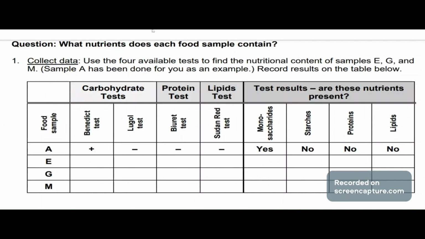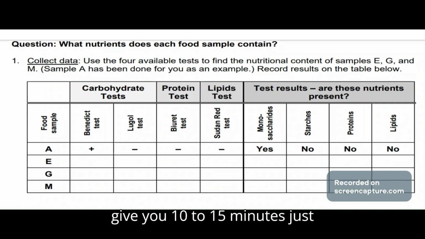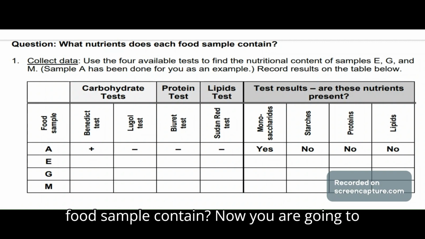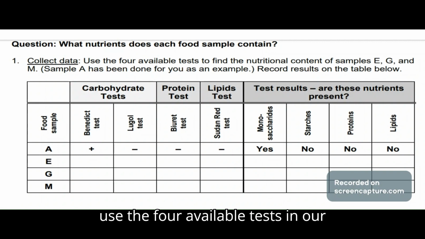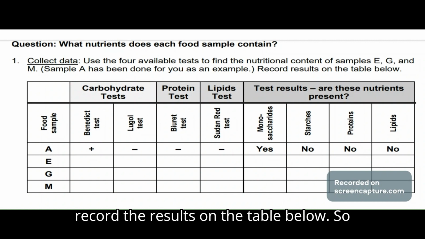So this is the activity: I'm going to give you 10 to 15 minutes to complete it amongst yourselves in your groups. The question is, what nutrients does each food sample contain? You are going to use the four available tests in our simulation to find the nutritional content of each of samples E, G, and M. Sample A has been done for you as an example. And you're going to record the results in the table below.